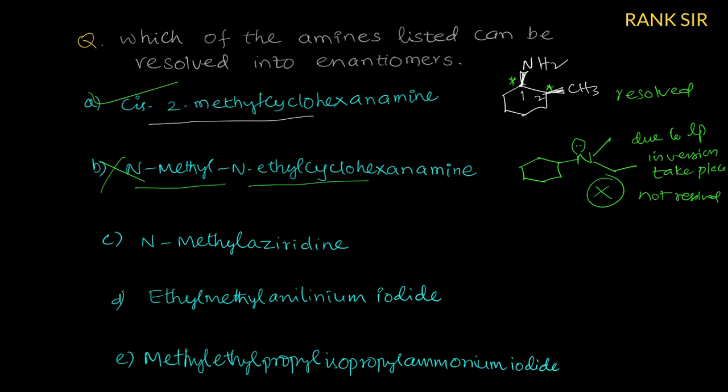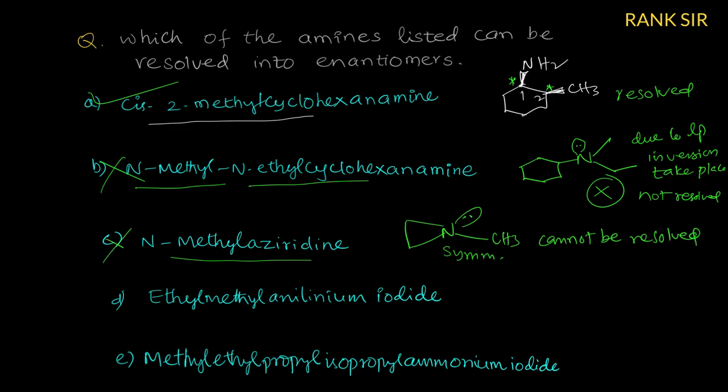Next one, C. What is C? N-methyl aziridine. First, you write that aziridine structure. This is a nitrogen present in the three-membered ring, and on that nitrogen a methyl group will be present, and automatically one lone pair is commonly present. But this is not chiral. This is symmetrical. So, due to its symmetrical nature, it cannot be resolved. So this also cannot be resolved.